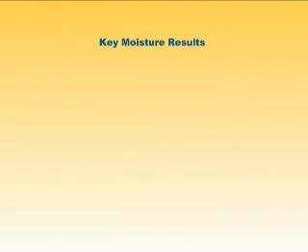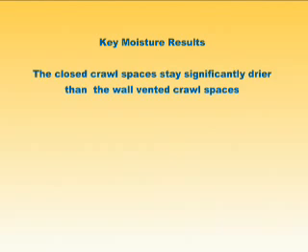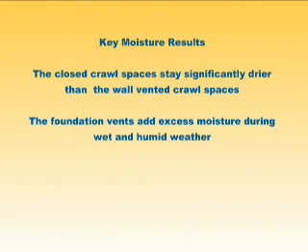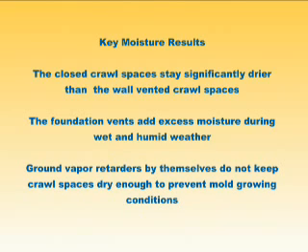The field test has operated for several years now. The experiment has operated long enough that the moisture performance characteristics have become stable and predictable. Here are the key moisture results. The chief finding is that the closed crawl spaces stay significantly drier than the wall-vented crawl spaces. Second, the foundation vents add excess moisture to the crawl spaces during wet and humid weather, particularly in the summertime. This excess moisture promotes mold growing conditions. The last finding is that ground vapor barriers by themselves do not keep crawl spaces dry enough to prevent mold growing conditions.